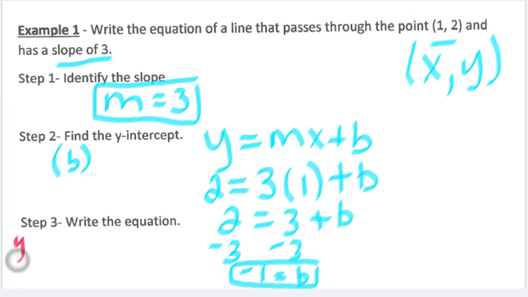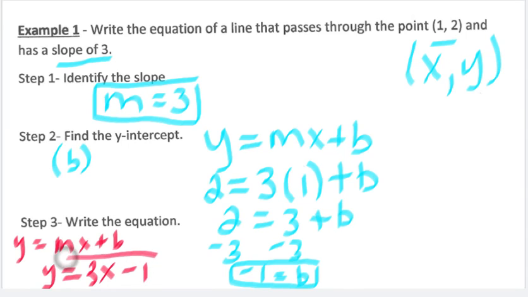I'm going to do y equals mx plus b. Now I just need to rewrite this equation. I'm going to fill in the m and the b with what I found out. So my final answer here would be y equals 3x plus b, which is -1. So y equals 3x minus 1 is our final answer.